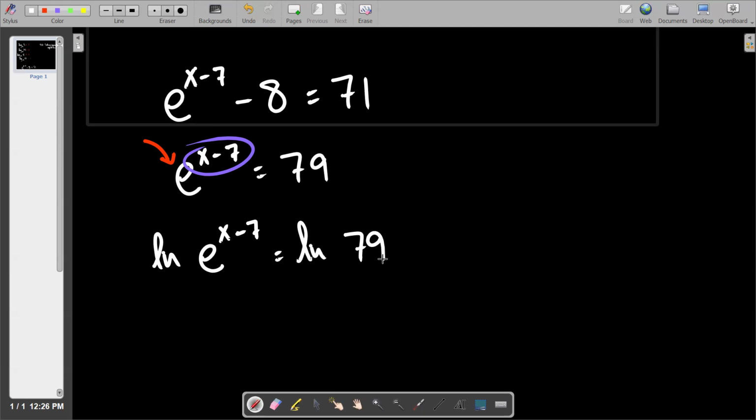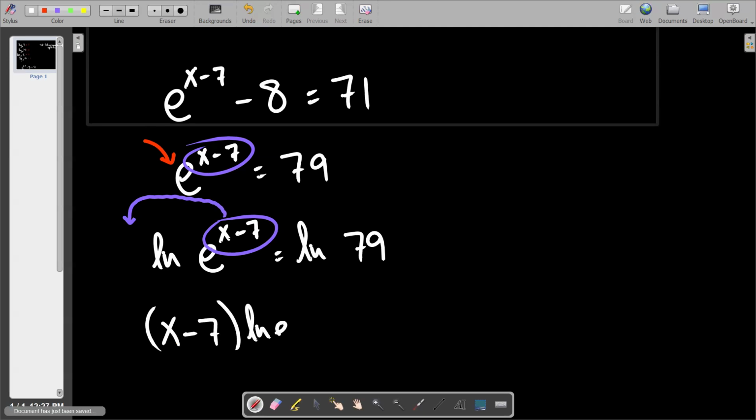Is this ringing any bells from when we did this before? It's okay. So why we log is because having a logarithm awakens the property that allows us to take exponents and move them down into the front. So this x minus 7 is going to pick itself up and relocate itself into the front. And it's going to look like this. It's going to be x minus 7 times the natural log of e equals the natural log of 79.